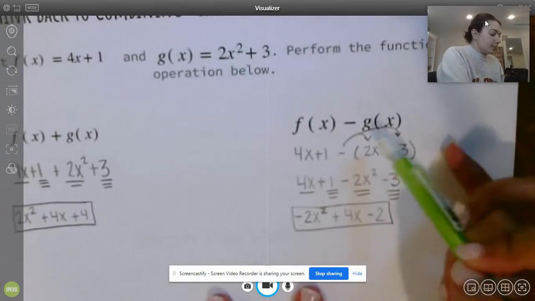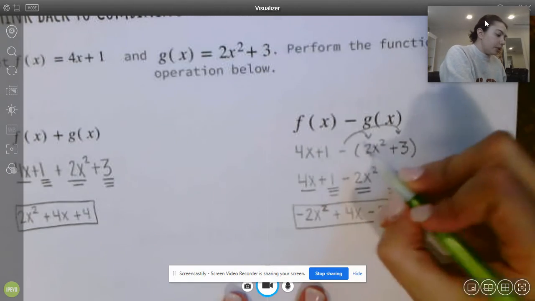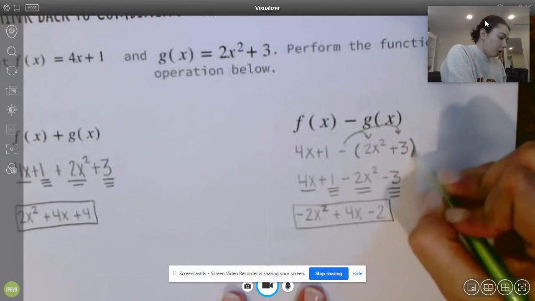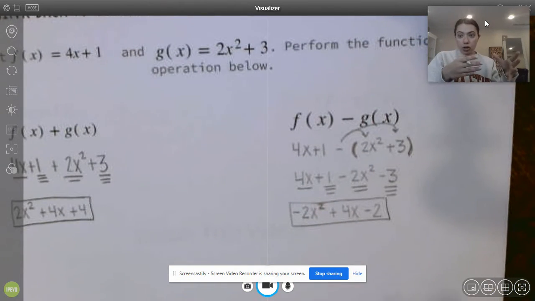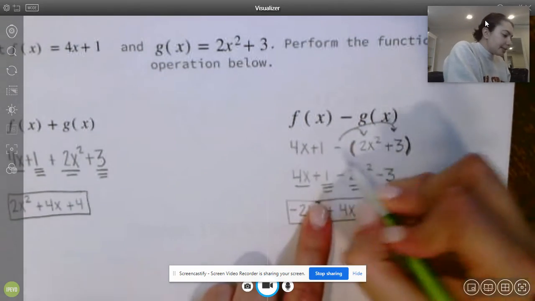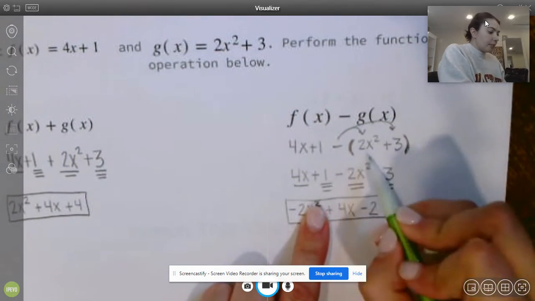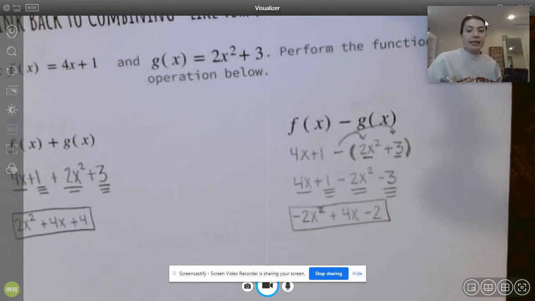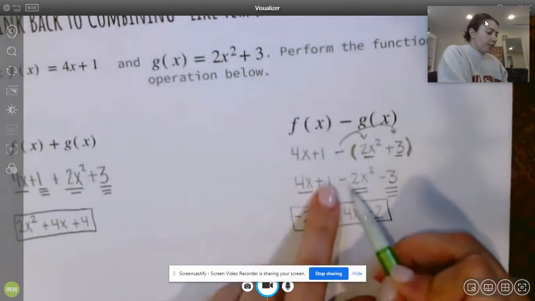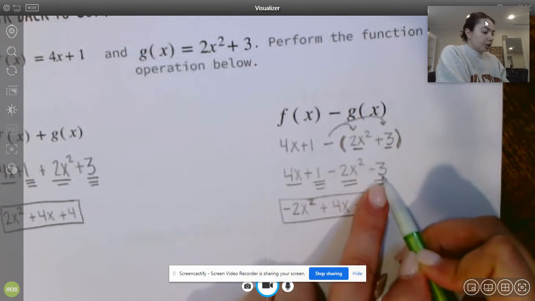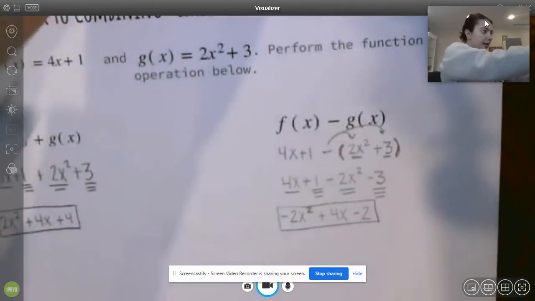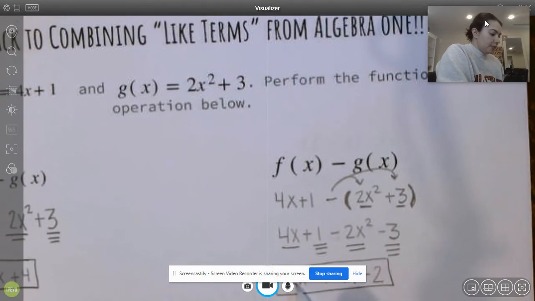And then same thing with subtraction. Just like we talked about in Algebra 1, it's a good refresher: when you are subtracting a function from a function, you want to put that second function in parentheses, because the subtraction is applied to every term inside the function. So it changes the sign of 2x squared to negative 2x squared, and it changes the sign of 3 to negative 3. And then we end up getting negative 2x squared plus 4x minus 2.